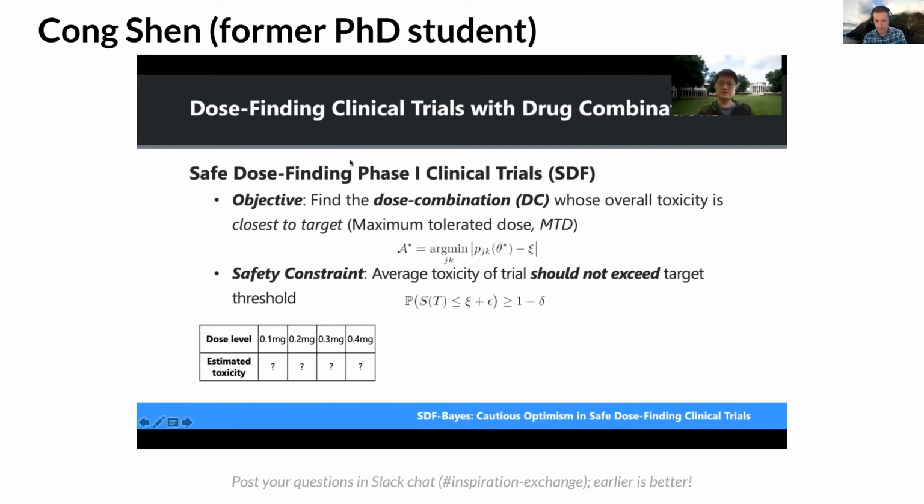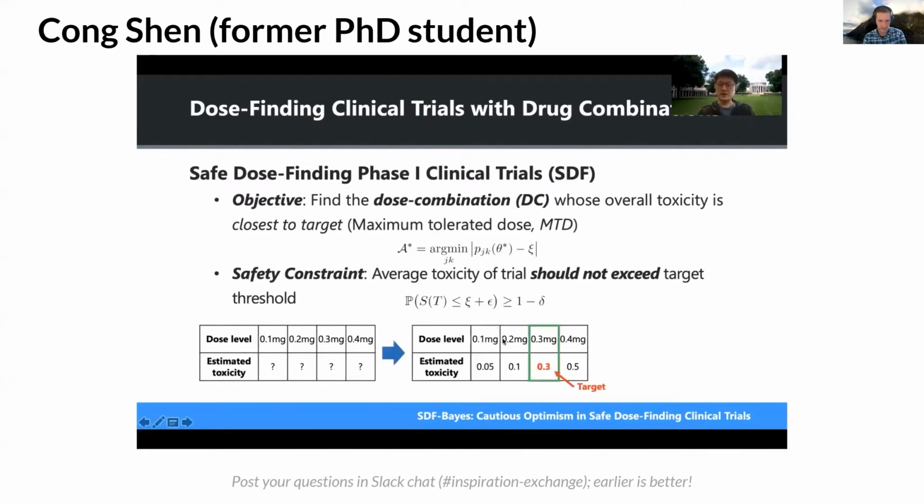Let me explain this trial using a simple example of just one drug with 4 dose levels. Here, we do not know the toxicity level of each individual dose. Our goal is to find out which one of these 4 doses has a true toxicity level that is closest to our target, let's say 0.35. If we know the underlying ground truth like this, then we know that dose level number 3 is our MTD because 0.3 is the closest to the threshold of 0.35 among all these 4 dose levels.